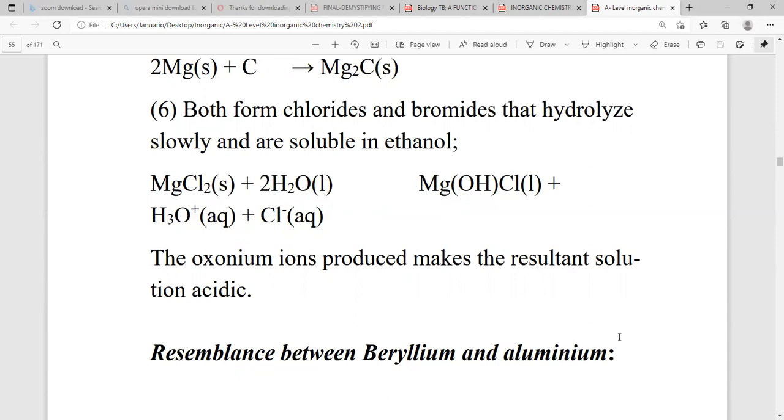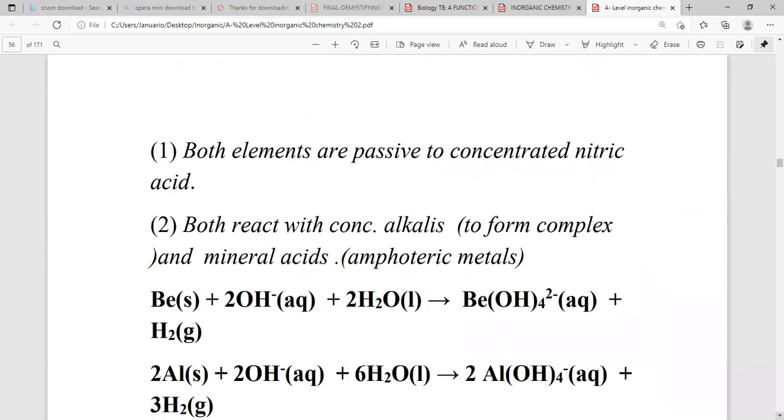The resemblance between beryllium and aluminium, that is the diagonal relationship, or the chemical properties that are similar in these elements that make them behave the same. We say both elements are passive to concentrated nitric acid. Both react with concentrated alkalis to form complexes and with mineral acids. That means these are amphoteric metals. They react with both alkalis and acids.